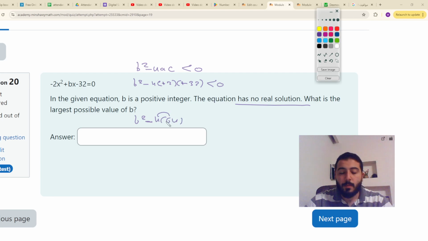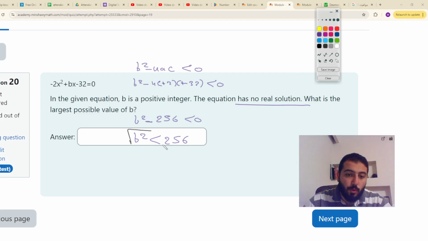4 times 64: 4 times 6 is 24, so that's 240, plus 4 times 4 is 16, so 240 plus 16, 256. So let's send the 256 to the other side. That leaves us with b power 2 less than 256.